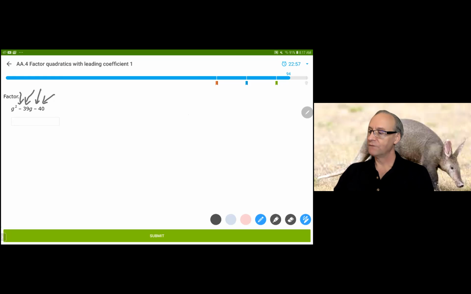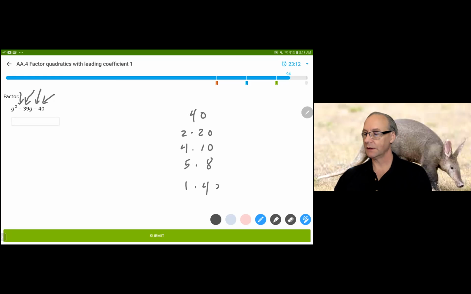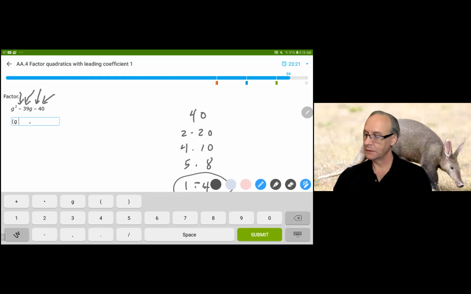Okay, so 40 could be 2 times 20, 4 times 10, 5 times 8. But we know that none of these are going to have a difference of 39. We want a difference of 39, so it's 1 and 40. There's our difference of 39. And the sign of the larger is negative, isn't it? So we're talking about G minus 40 and G plus 1. That's going to give us our negative 39 in the middle.